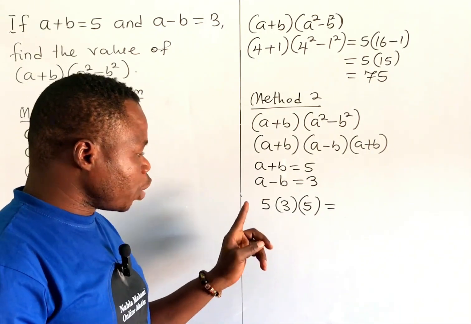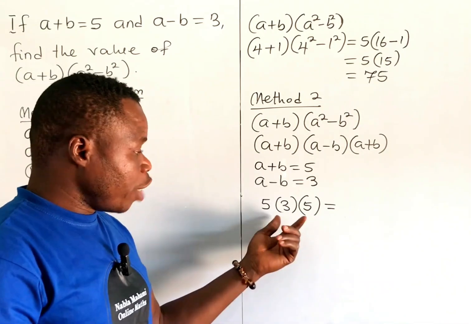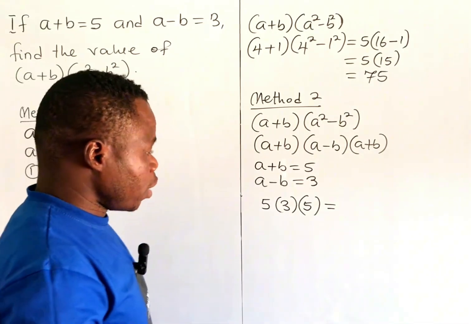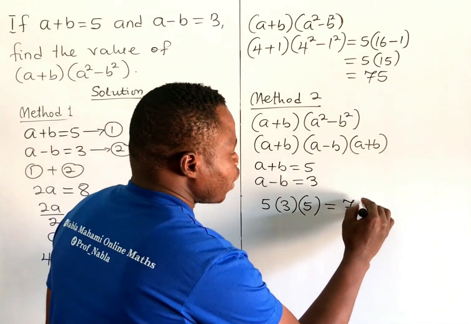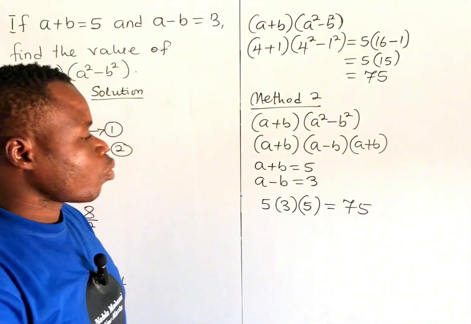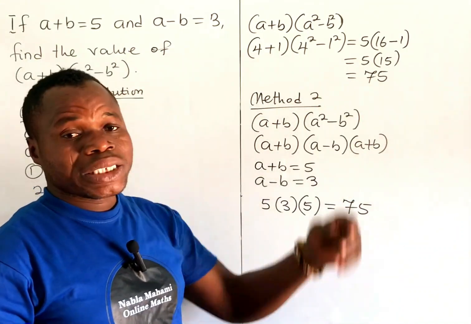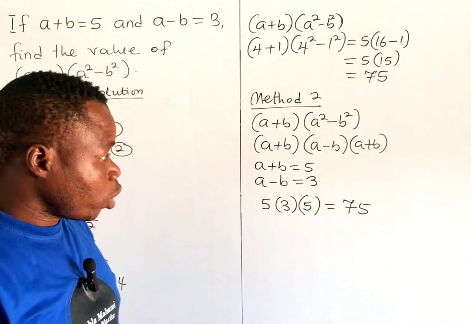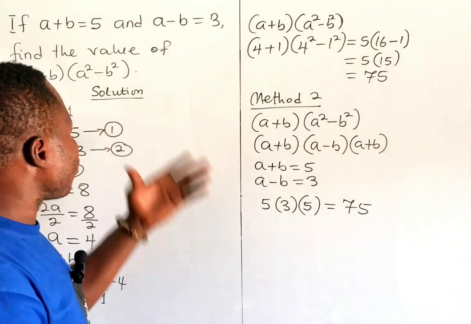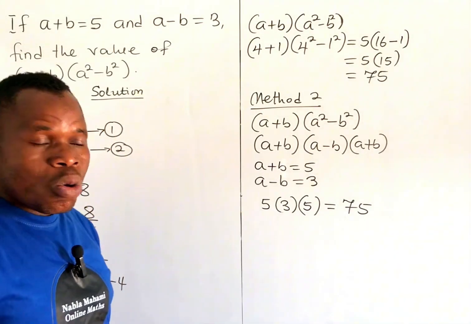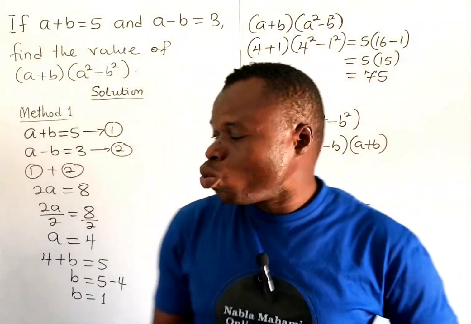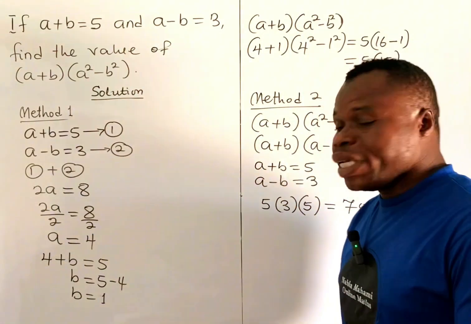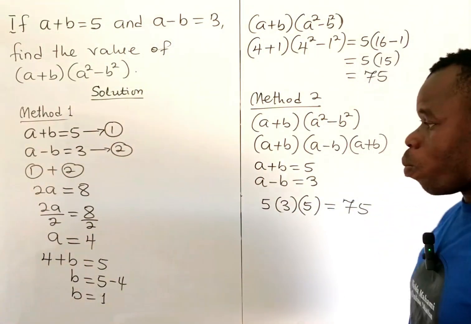Or you can multiply this way: 5 times 5 is 25, and 25 times 3 is 75. You can see that the method 2 result is the same as the method 1 result. So to solve questions like this, you have to know the method that you are supposed to use, and the working will be easier for you.